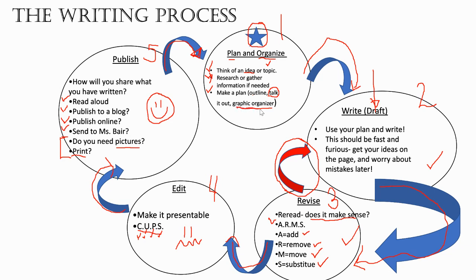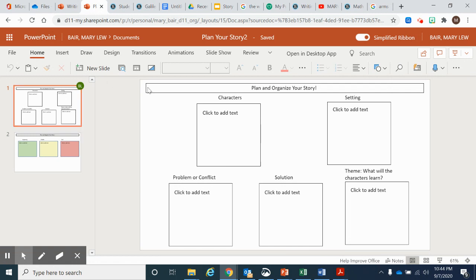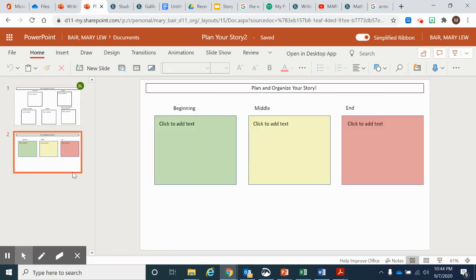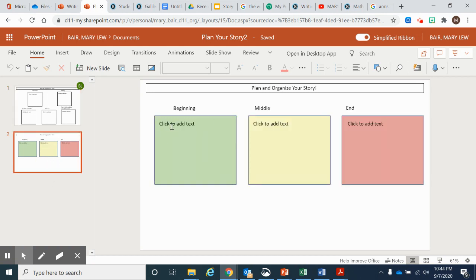Today, I'm going to show you how to use your graphic organizer for your assignment. You're going to open up your assignment and it says plan and organize your story. I've given you 2 different kinds of graphic organizers. You can pick one or do both. In the first one, you could tell me your characters, your setting, your problem and conflict, your solution, and then answer the question about theme: what will the characters learn? Or maybe you just want to tell me what's going to happen in the beginning, middle, and end.